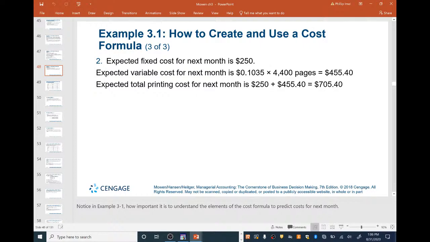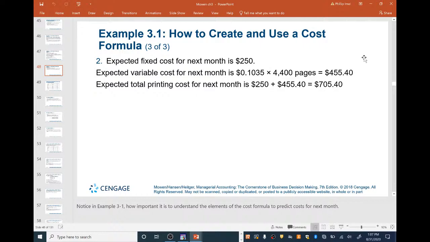Expected variable cost for next month is going to be the cost per page for the piece of paper, and the cost per page for the ink to print on it, which we remember is a little over 10 cents at 0.1035. All we have to do is multiply that by the number of pages that we expect to print the following month, which was given, 4,400 pages. So if you take 0.1035 and multiply it by 4,400, it'll leave us with $455.40. That's going to be our variable cost for next month.